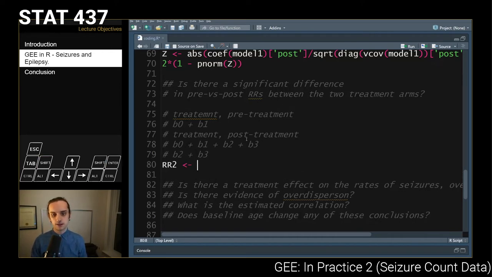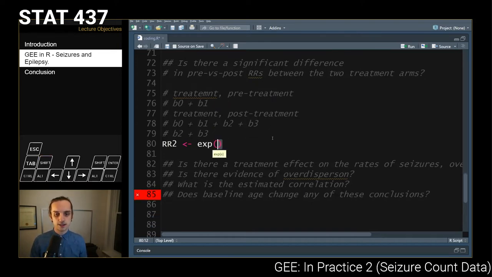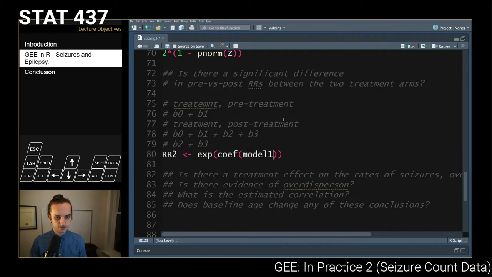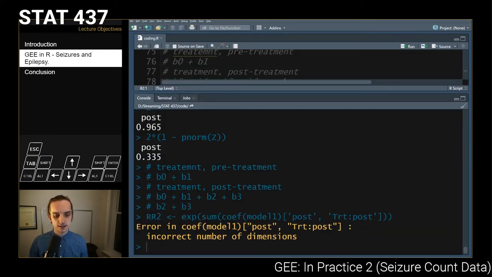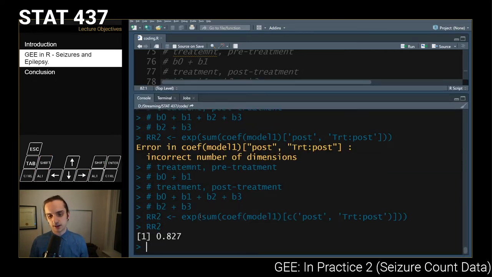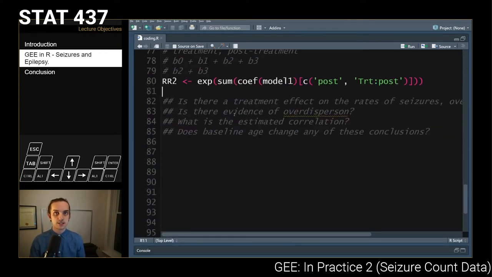And so we could actually compute the relative rate for the treatment group, pre versus post treatment, which is going to be the exp of the coef of model 1. We want post, which is going to be beta 2, and then their interaction term, which is treatment crossed with post. And instead of just taking those, we actually want to sum up those coefficients. So that's going to give us the relative rate. Oh, I forgot to include my vector here. So that should be the vector of those two. Select. We can see that we get a relative rate of 0.827. So there's actually some sort of treatment benefit. Treatment seems to be reducing them.